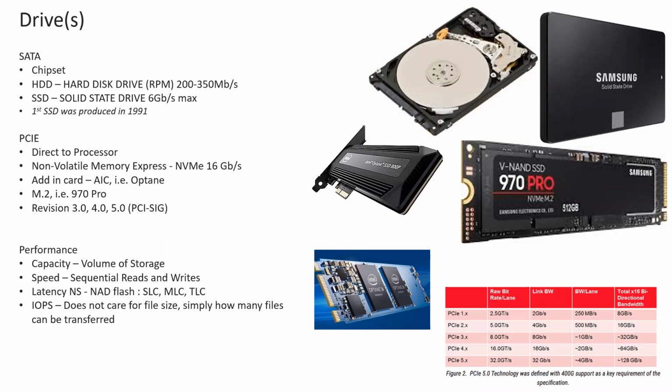So right now we're on revision 4.0 if you're using AMD, and on Intel we're on 3.0 right now. PCIe 5.0 has already come out. And if you look at this bottom chart down here, the one thing I would point out is most people are getting excited about 4.0, but 3.0 x16 bandwidth is 32 gigabytes per second.